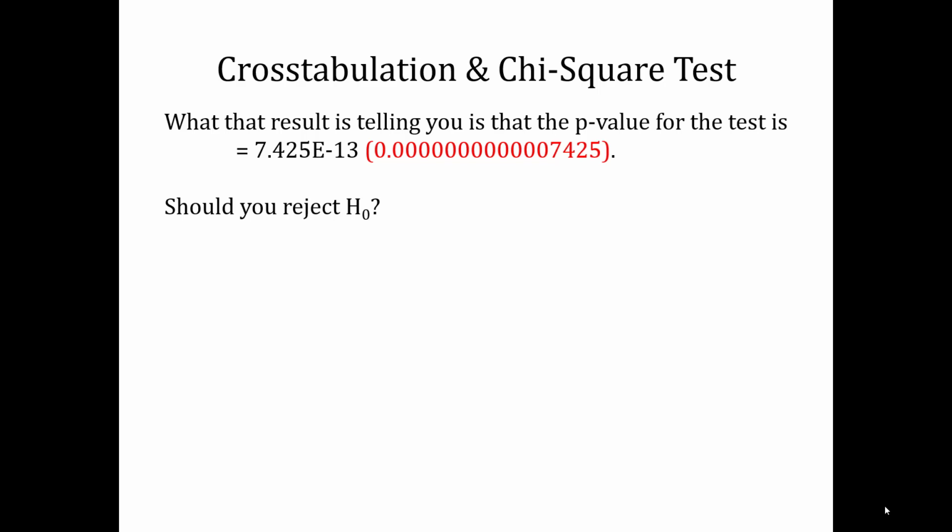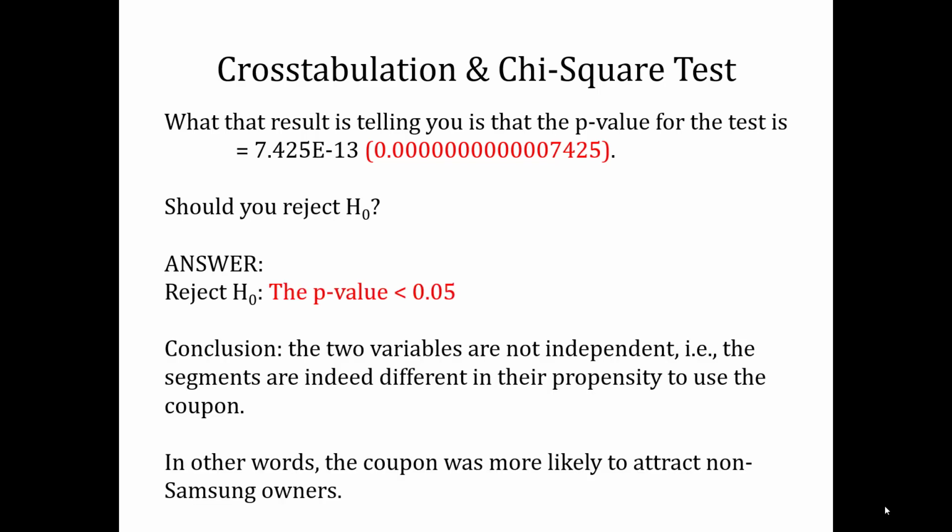E to the minus 13 means that the first number, 7, is in the 13th place after the decimal point. Based on this, should we reject H0? The answer should be obvious. Since the p-value is less than 0.05, we should reject the H0 and conclude that the two variables are not independent. That is, the segments are indeed different. So now, what can we say about the difference between the two segments, Samsung owners and non-owners? Clearly, there is a difference. We can now confidently say that the coupon was more likely to attract non-Samsung owners.